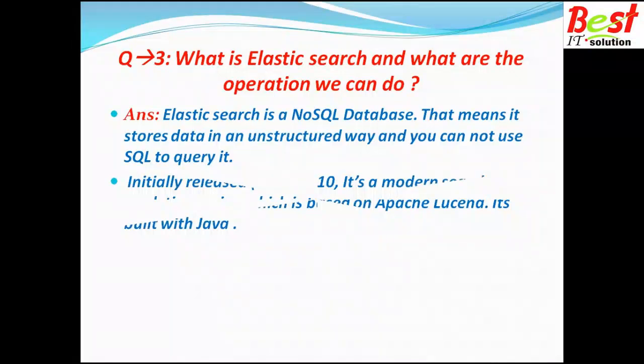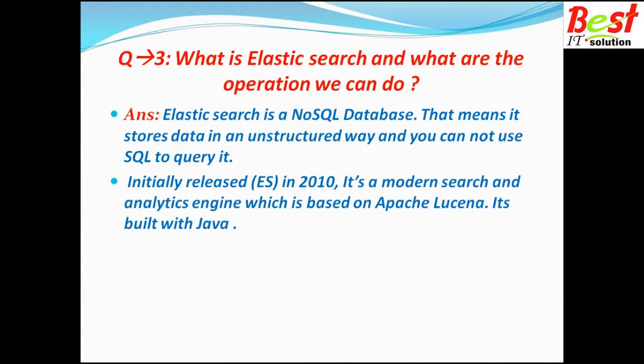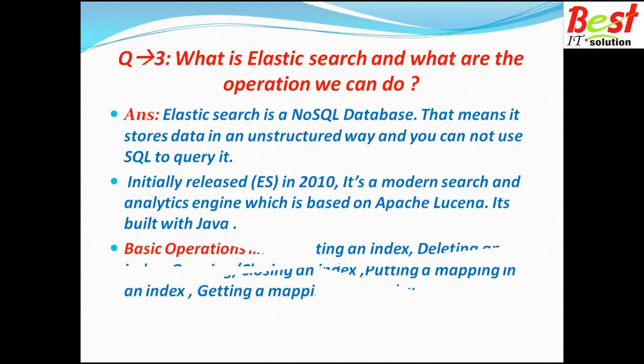Elasticsearch was initially released in 2010. It's a modern search and analytics engine which is based on Apache Lucene, and it's built with Java. The basic operations we can do here are creating an index, deleting an index, opening and closing an index, putting a mapping in an index, and getting a mapping in an index. These are the basic operations we can do in Elasticsearch.